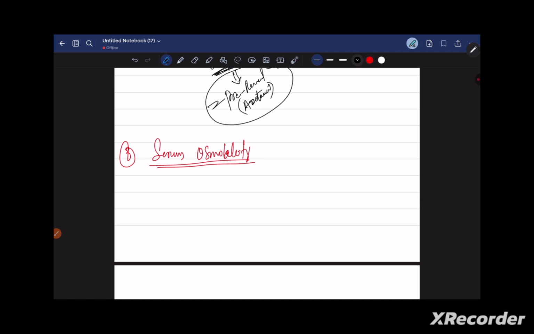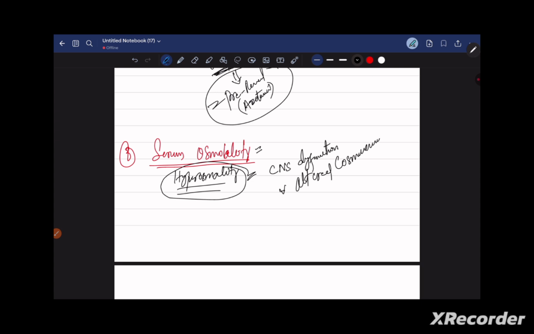Serum osmolality. Okay, since you know that because of this glycosuria and ketonuria there is hyperosmolality. In DKA patients this hyperosmolality is responsible for the CNS dysfunction and altered consciousness. Means you are getting this DKA patient, and the DKA patient is having altered consciousness, means it is having altered stupor.